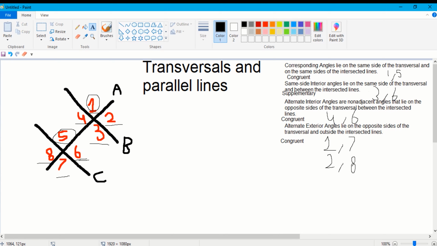Alternate interior angles are non-adjacent angles that lie on the opposite sides of the transversal between the intersected lines, for example angles 4 and 6. Alternate exterior angles lie on the opposite sides of the transversal and outside the intersected lines, for example angles 1 and 7 and 2 and 8.